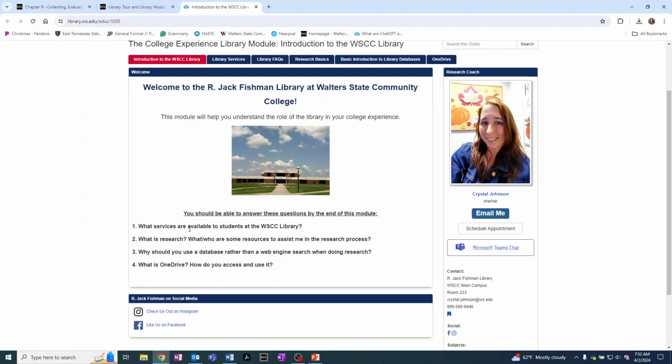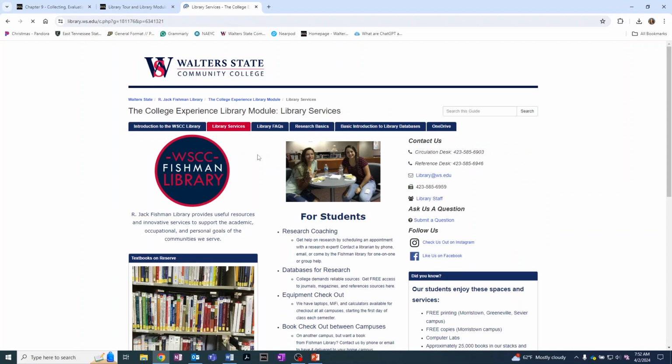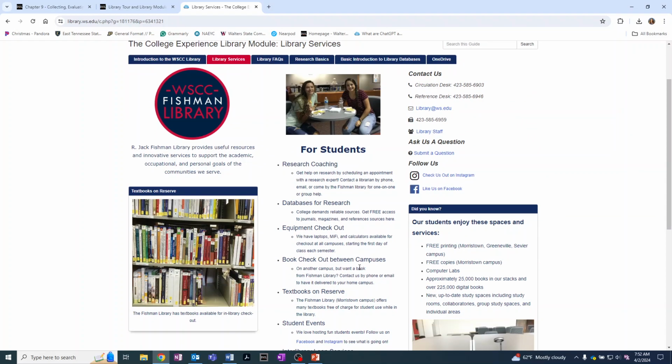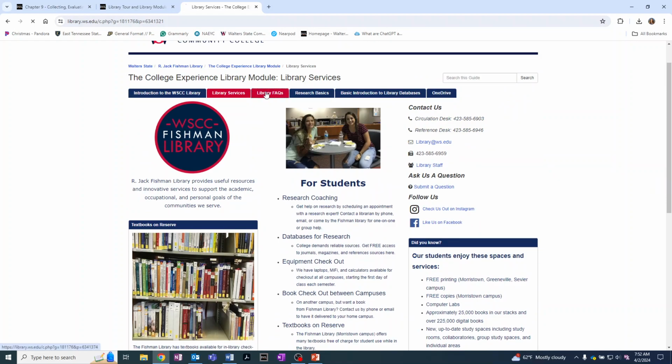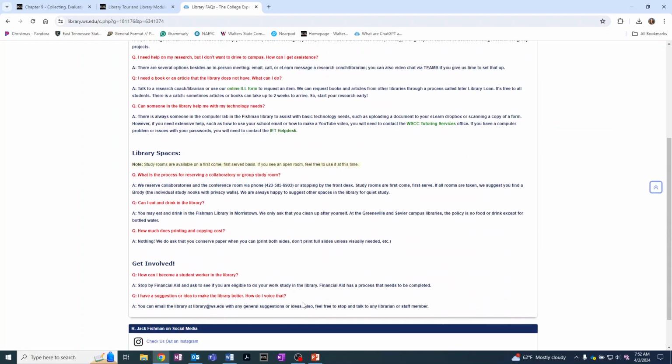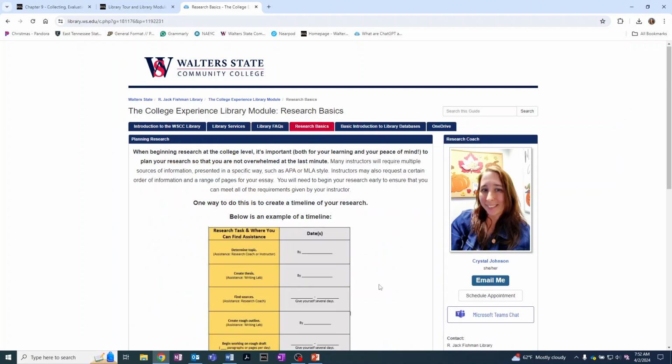So these guiding questions are going to help you get an idea of what this is going to be about. And you should be able to answer these once you're finished with the module. So, how you navigate through the module is by clicking at the tabs at the top, right? It talks about the different kinds of library services that they offer. It talks about some common questions and answers that students have when you use the library, research, and the kinds of spaces they have. Then you have your research basics, right?